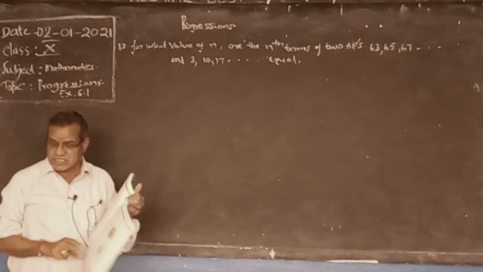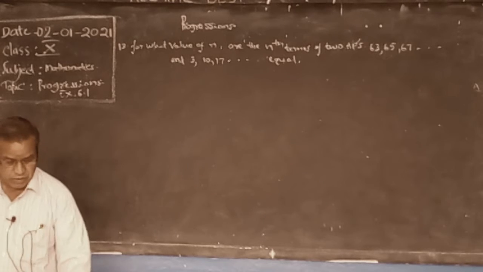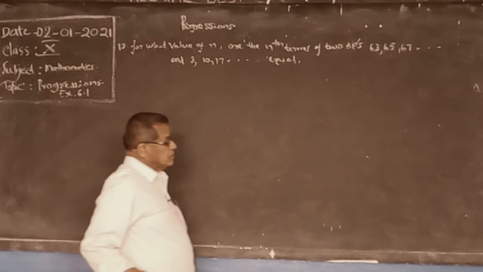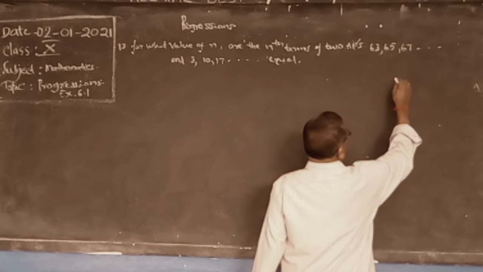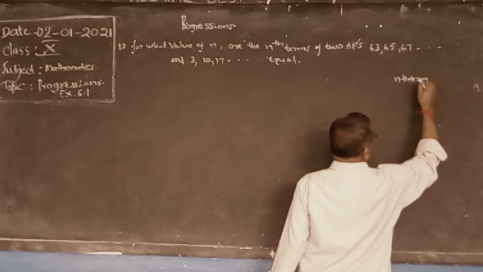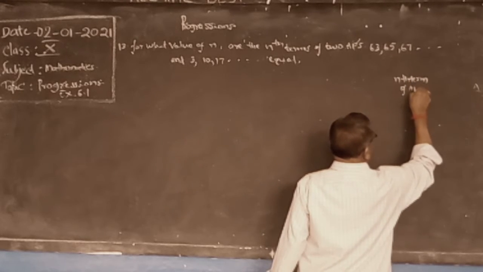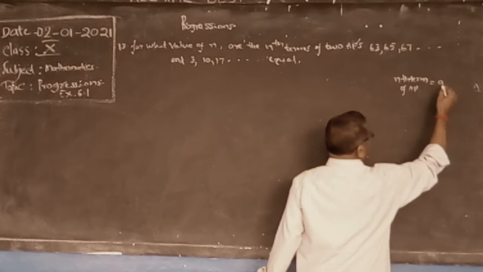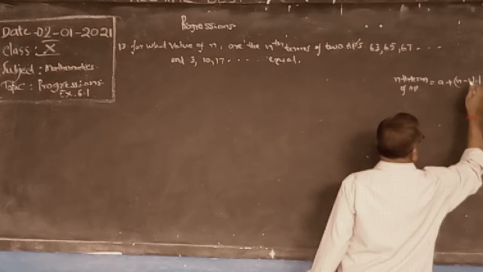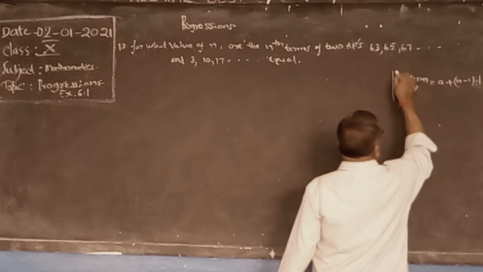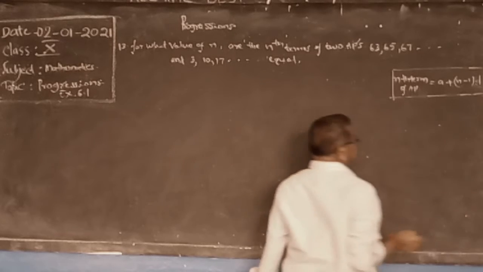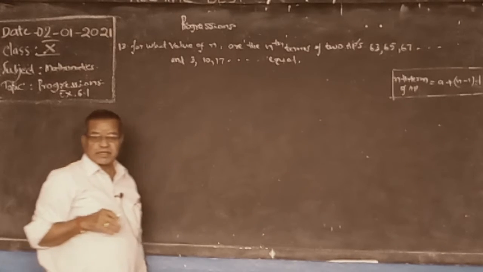See here, two progressions are given. They are arithmetic progressions. The nth term of an AP is A plus n minus 1 of D.